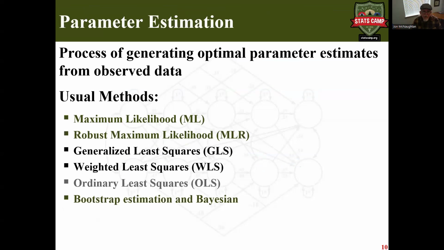We can estimate the parameters of this model in a number of different ways. The traditional, most likely, no pun intended there, is maximum likelihood. That's the one you most often use to estimate the parameters. It's an iterative process where it starts off with a set of guesses that are usually weighted based on generalized least squares as a start, and then it tweaks those values until it comes up with a set of parameter estimates that are most likely to have given rise to the observed data.